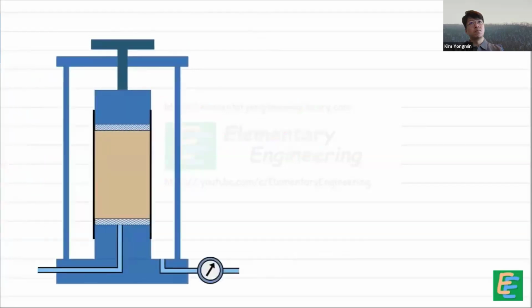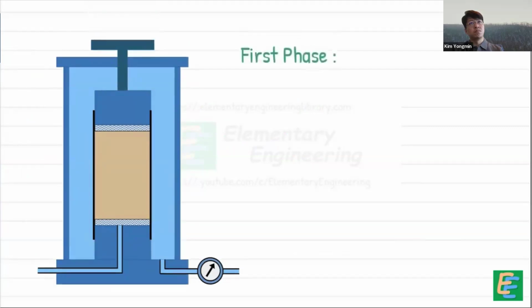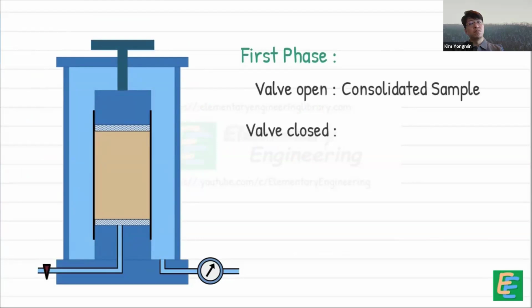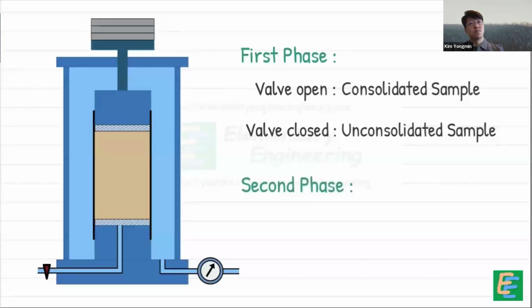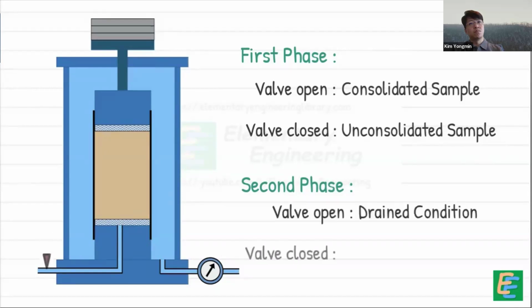In the triaxial test, as we mentioned, the sample is stressed in two phases. First, we apply cell pressure, and second, we apply deviator stress. In the first phase, we can either keep the drainage line open, allowing the sample to consolidate, or close the line, keeping the sample unconsolidated. In the second phase, we have similar options. We can either allow the water to drain out, which is called the drained condition, or prevent the water from escaping, which is the undrained condition.